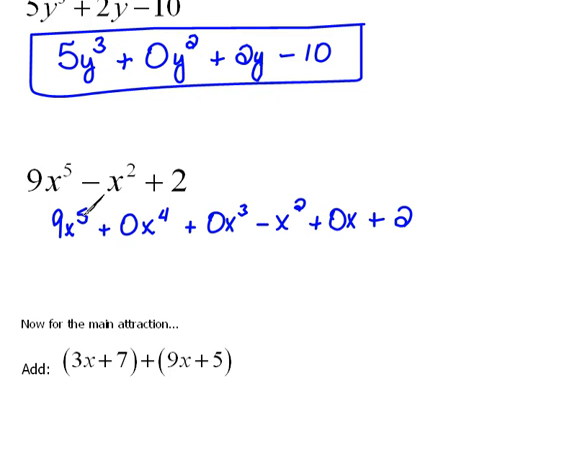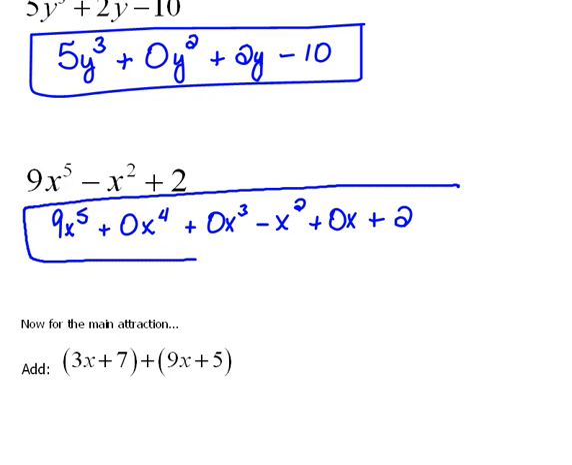So if we check this, we're starting out with 5, 4, 3, 2, 1, none. And that is our perfect descending order.